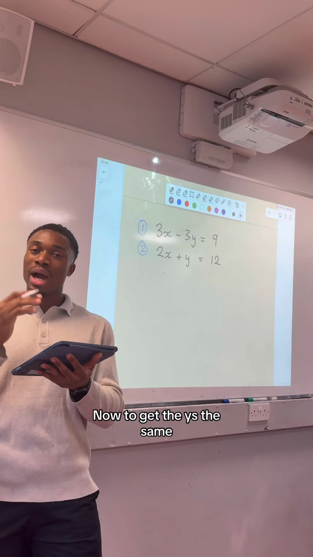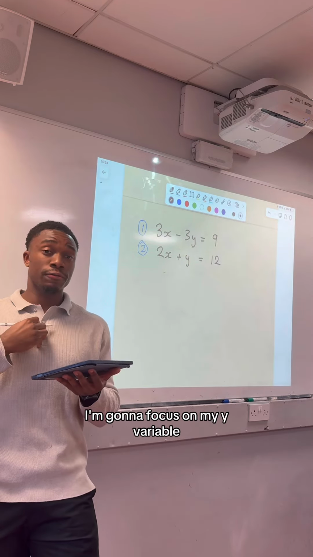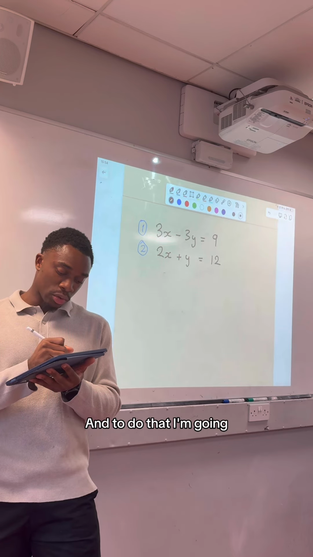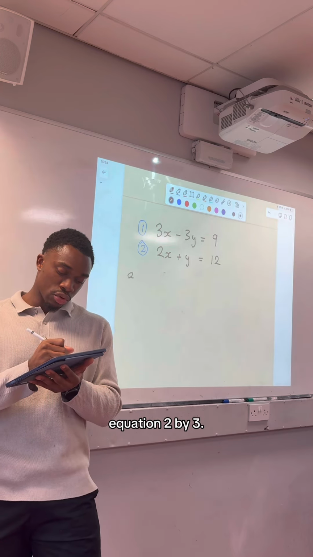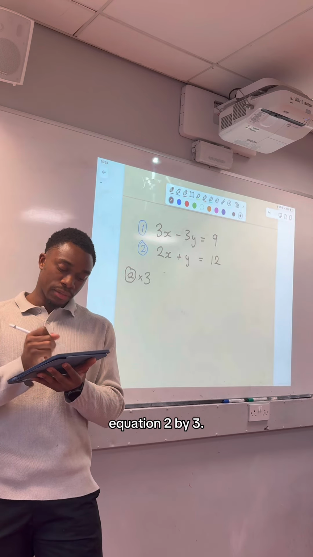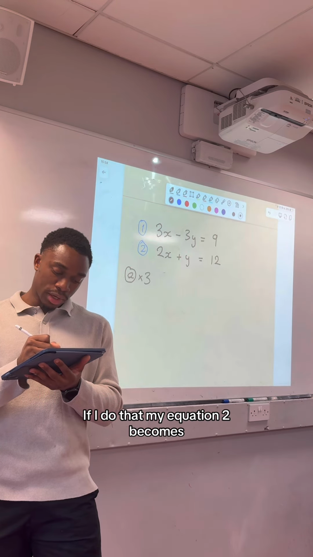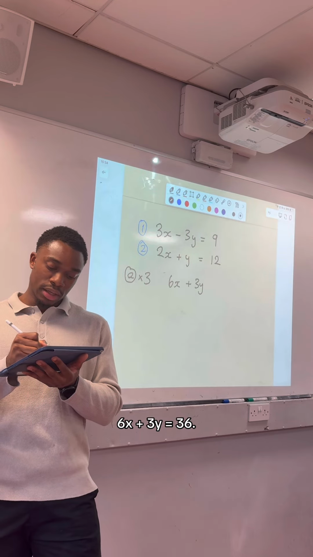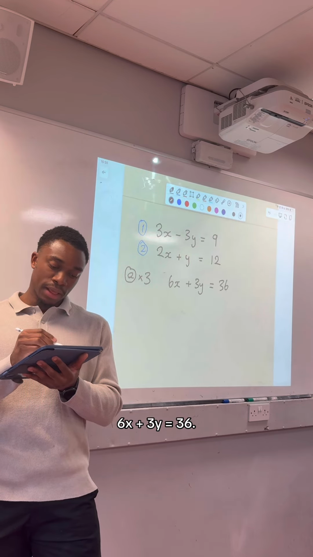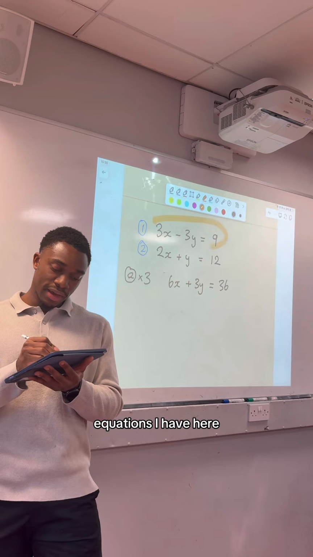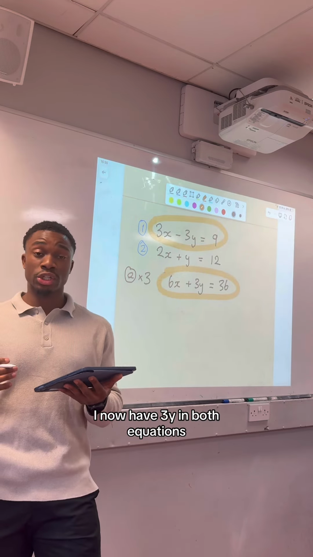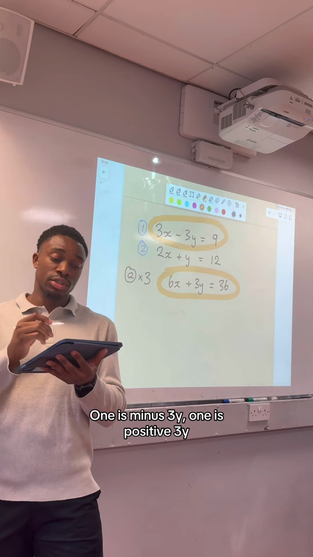Now, to get the y's the same or the x's the same, I'm going to focus on my y variable. I want to get them the same, and to do that, I'm going to need to multiply equation 2 by 3. If I do that, my equation 2 becomes 6x plus 3y equals 36. Now, if you look at the equations I have here, I now have 3y in both equations. Or one is minus 3y, one is positive 3y.